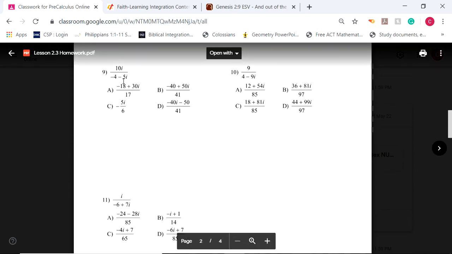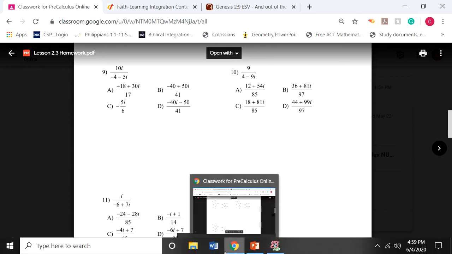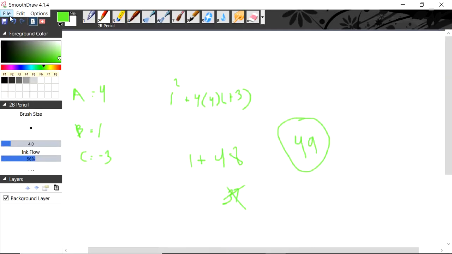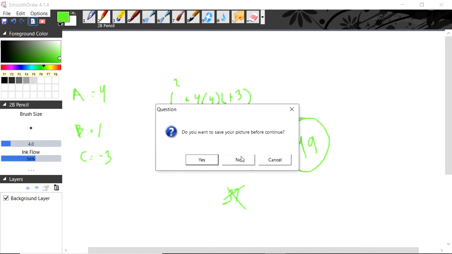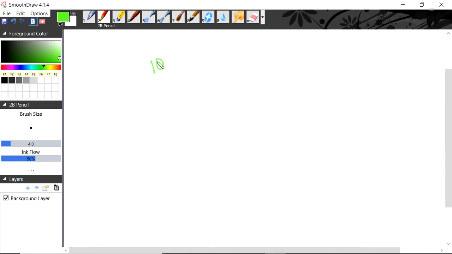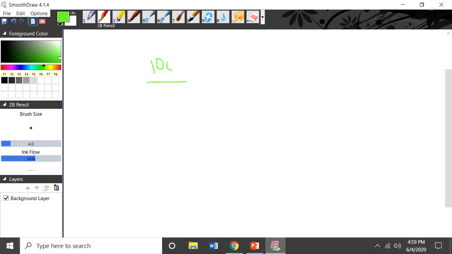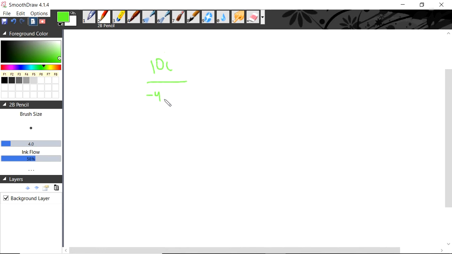Okay, let's go ahead and rationalize. I will go ahead and rationalize this number 9 here. So it's going to be 10i over negative 4 minus 5i. Remember, when you want to rationalize these, you want to multiply by the conjugate. The conjugate is the same thing as the bottom. The only thing that's different is the symbol on the inside. So it's negative 4 plus 5i. We want to do the same up there.